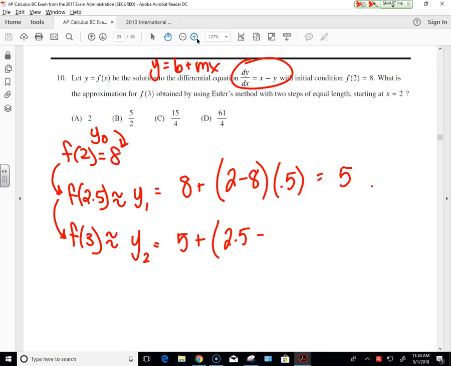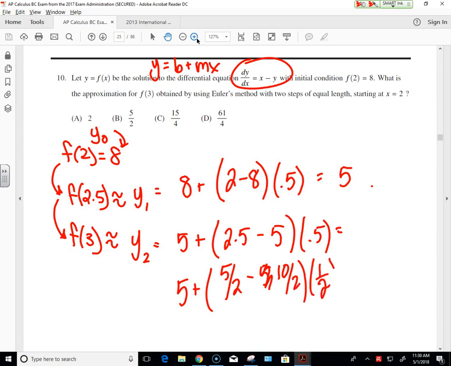So 2.5 with its approximate y value of 5 times the 0.5. I don't know about you guys, but I hate decimals when I'm doing by hand work. So I would go ahead and make this a fraction. That'd be 5 halves minus 5, which would be 10 halves, times 1 half. I end up with negative 5 halves times a half, negative 5 fourths. Did I make a mistake, John? No. Okay. Give me 1 sec. So 5 minus 5 fourths would be 15 fourths. Do what you need. Double check that I'm right to get it what you need it to be.